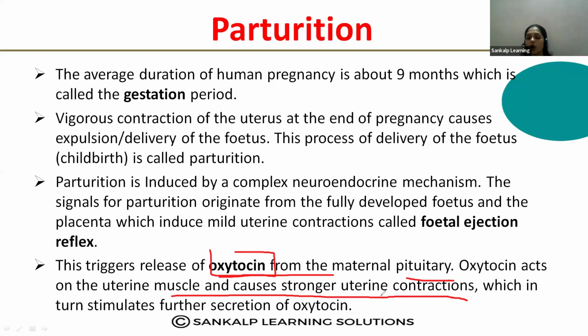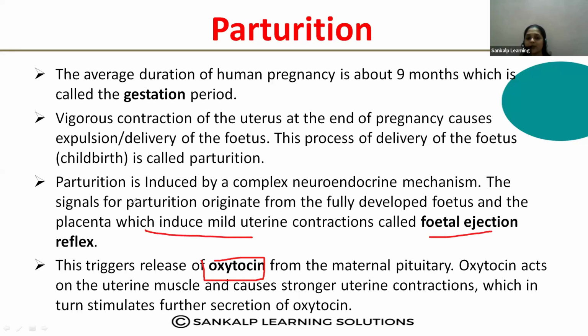And what is the function of oxytocin? That brings more muscle contraction, uterine contraction. After the uterine contraction, parturition happens. Yes, so that is the role of oxytocin. Then how is the fetal ejection reflex induced? It is induced by the signal that originates from the fully developed fetus and the placenta. So these all are very important.